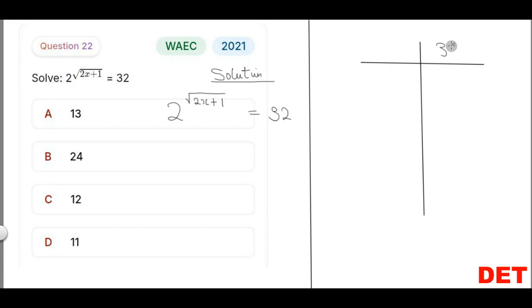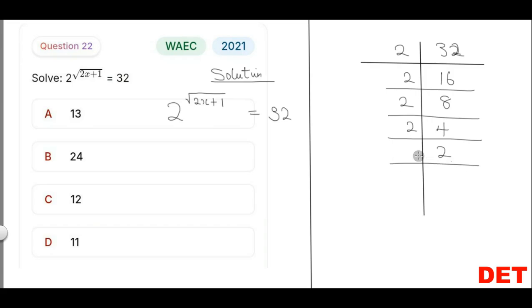This is your 32. So what's the smallest prime number that can divide 32? It is 2. 32 divided by 2 will give me 16. What else can go? 2 can go. 16 divided by 2 will give me 8. 2 can go. 8 divided by 2 will give me 4. 2 can go. 4 divided by 2 will give me 2. 2 can go. 2 divided by 2 will give me 1. So how many 2s do I have here? 1, 2, 3, 4, 5.